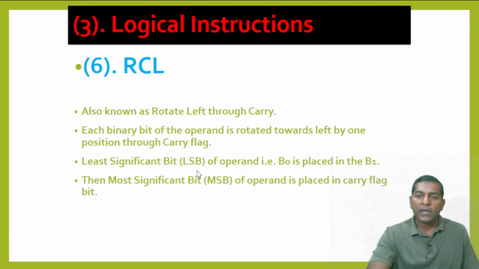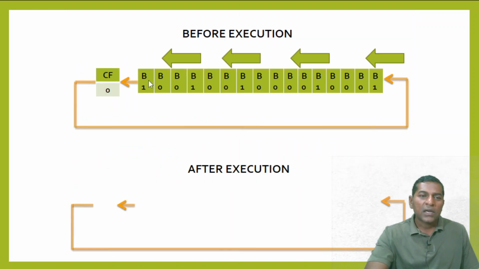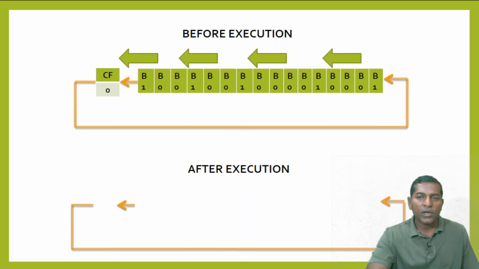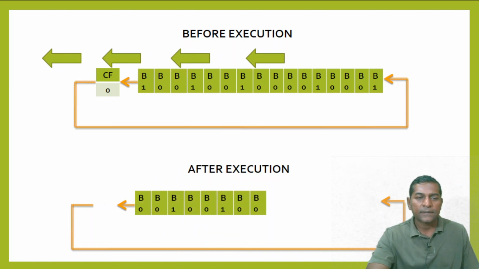The least significant bit, LSB, of an operand, that is B0, is placed in B1 and B1 into B2. The most significant bit, MSB, of the operand is placed in the carry flag. Here the contents of B15 will be shifted into carry, whereas the carry flag will be shifted into B0. This is how it rotates, and after rotation we will get the contents like this.